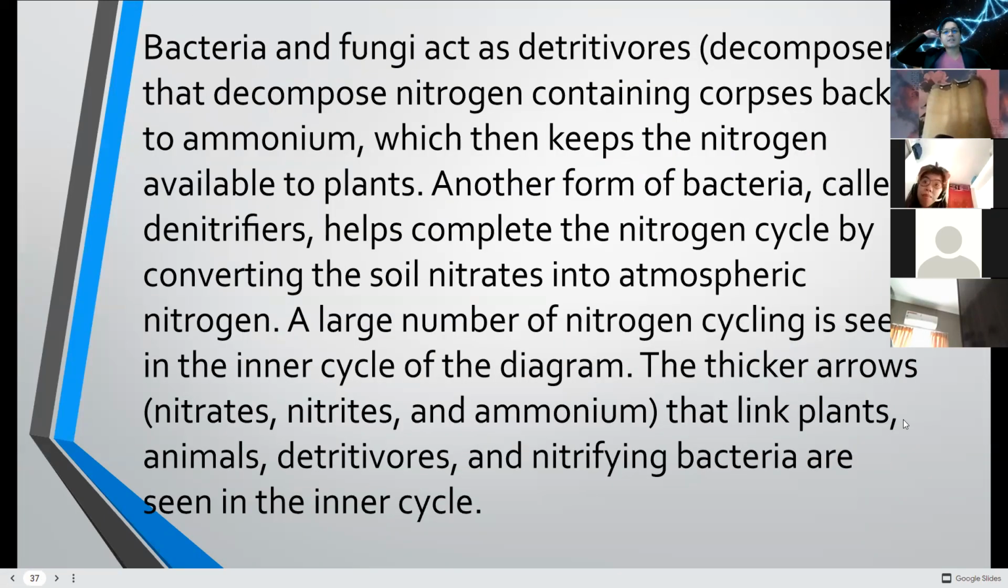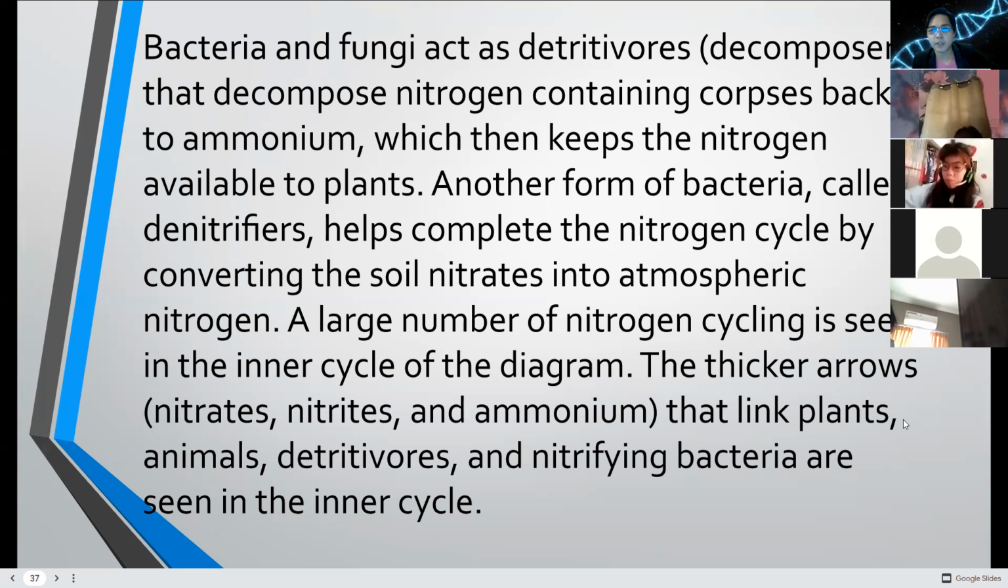Bacteria and fungi act as detritivores. Meaning to say, these are decomposers that eat dead organic matter. They eat detritus, that is dead organic matter, and decompose nitrogen-containing corpses back to ammonium, which then keeps the nitrogen available to plants. Another form of bacteria is called the nitrifiers, which help complete the nitrogen cycle by converting soil nitrates into atmospheric nitrogen.